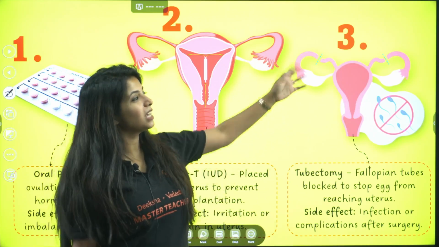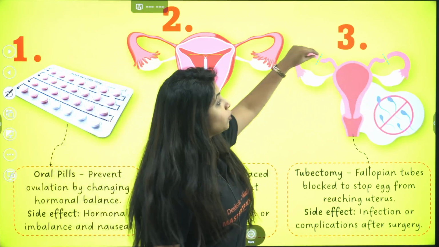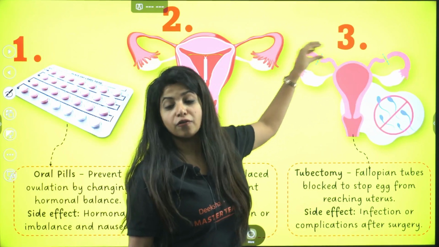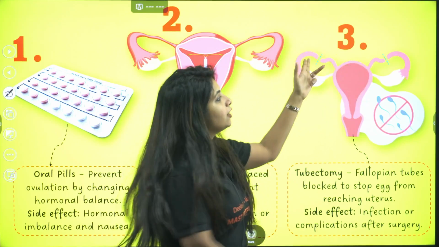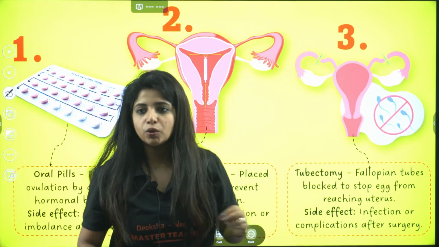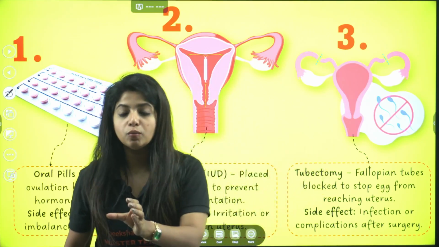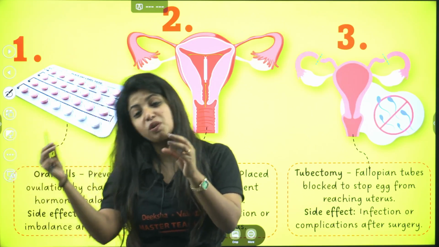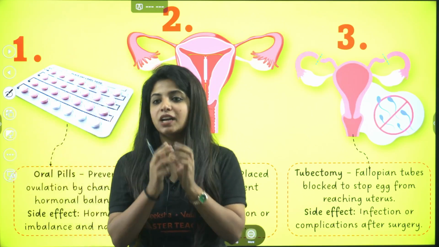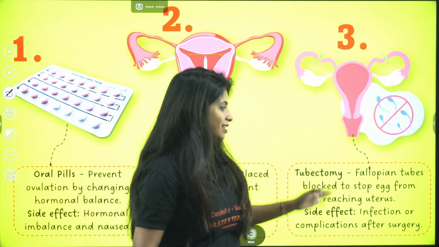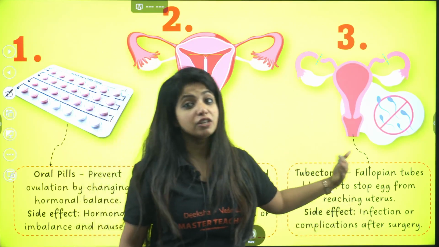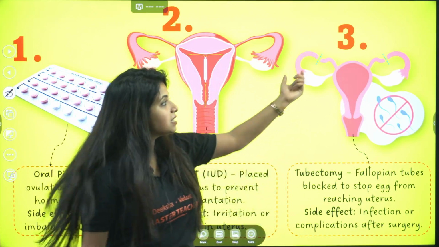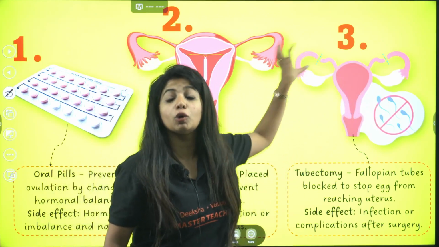Now the last part of the story is surgical methods. Suppose in the case of females, what is happening? The fallopian tube, which is the road for the ovum to move, right? That road has been cut down and tied up. So do you think the egg would be able to move? It would not be able to move, and the sperm would not be able to meet it as well. Now there is a side effect of it, and that is infection or complications after surgery. So it's a surgical method, and since it is happening to females, you call this tubectomy.